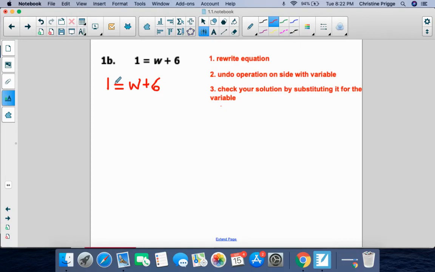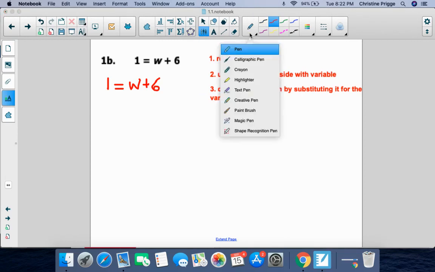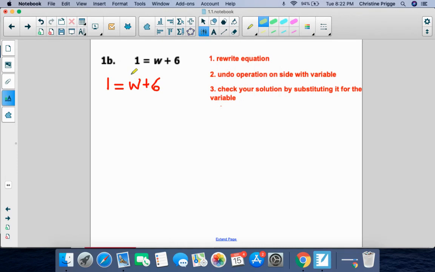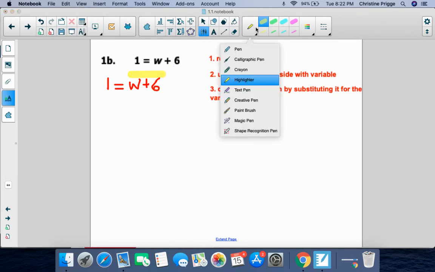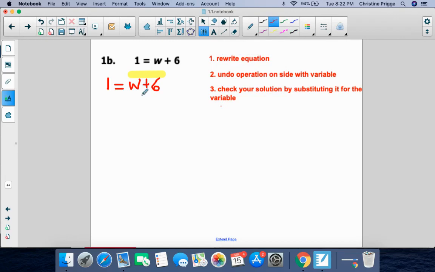Okay? So now I want to get the variable alone. I need to undo the operation on the side with the variable. Well, the side with the variable is this side right here. So I need to undo the operation that's happening there. The operation that's happening here is addition. So the opposite of addition is subtraction. So if I subtract 6 from this side, that 6 will go away. I will have 0 on this side. But whatever I do to one side of the equation, I need to do to the other. So I will subtract 6 from this side of the equation.